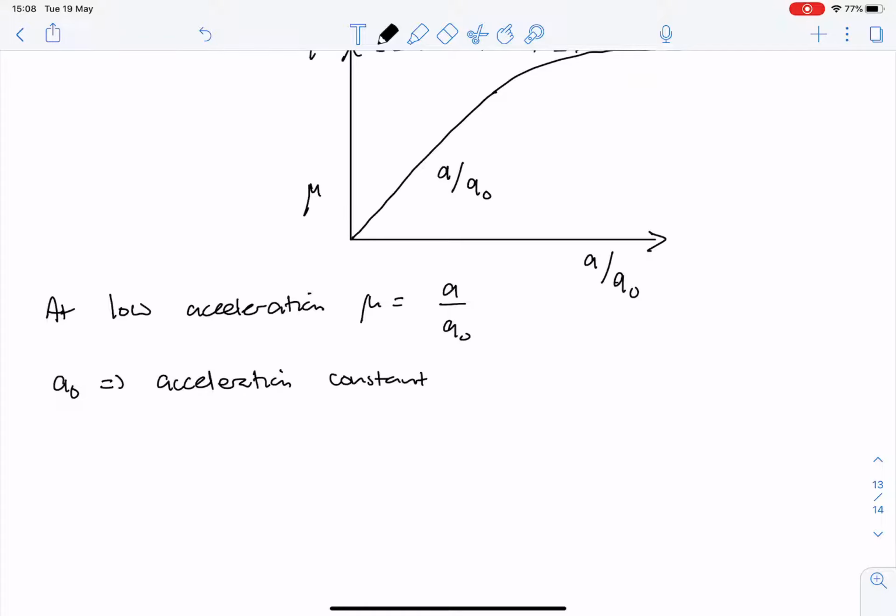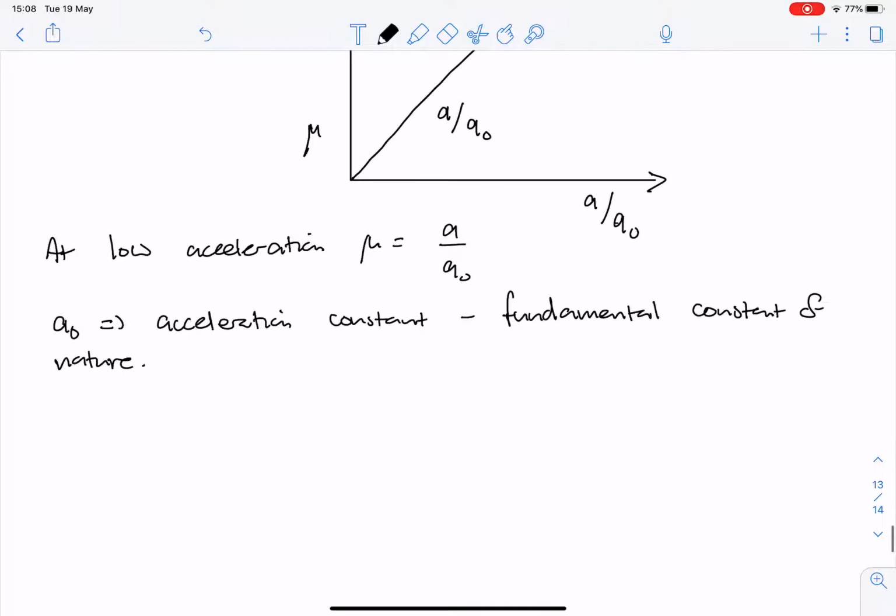A bit like the gravitational constant, right? It's a new fundamental constant of nature. And then when you write that in, at low accelerations, F equals m a over a naught times a, which equals ma squared over a0. And why does that help me, particularly? Because it means the following.